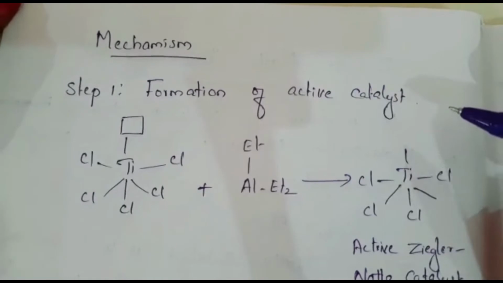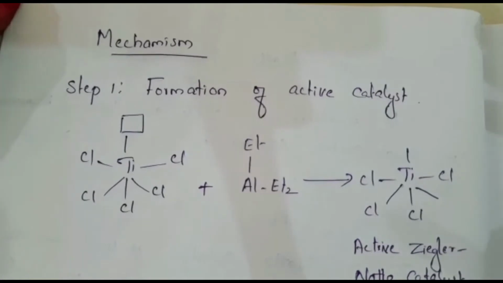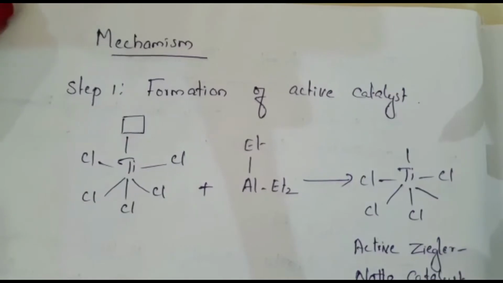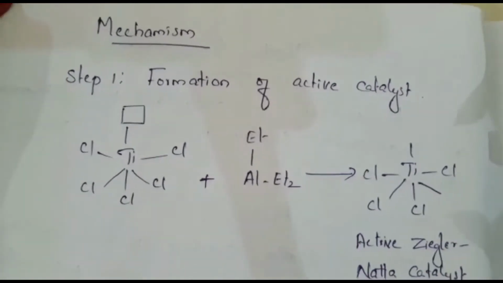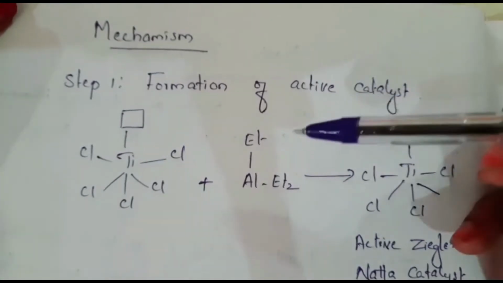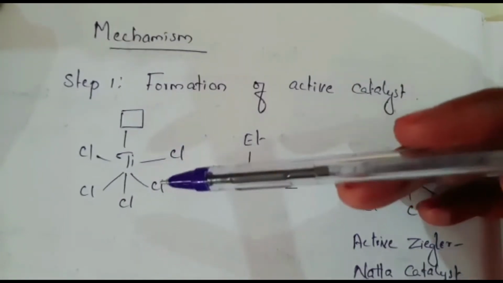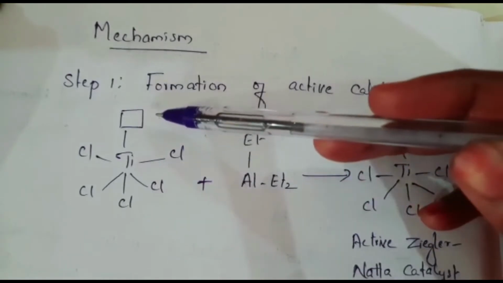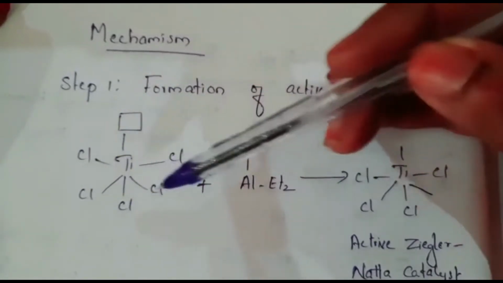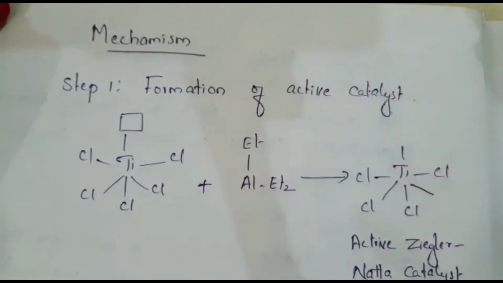Now let us discuss the mechanism. Actually the reaction takes place in 3 steps: formation of active catalyst, initiation and the propagation. So the Ziegler-Natta active catalyst preparation starts from TiCl4 catalyst plus AlEt3. As I told you earlier, in a crystal structure on the surface Ti is bonded with 5 chlorine atoms and the 6th site is vacant. So here this one is Ti with 5 chlorine atoms, and this is a vacant space, and it is connected with AlEt3.